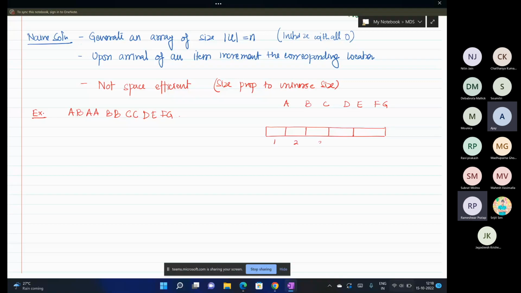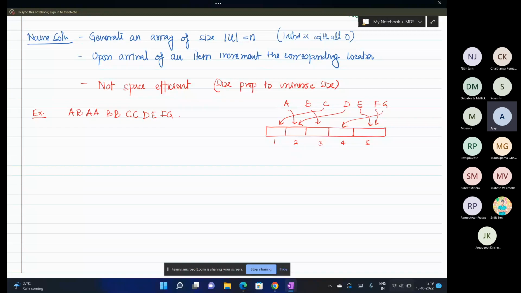Suppose this array has positions 1, 2, 3, 4, 5. Suppose this hash function h maps A to the second position over here, maps B to the third position, maps C to the first position, and maps D to maybe the second position. We can assume that the size of this array is smaller than the size of the universe, so we cannot avoid collisions, and we'll see how to handle those collisions. Suppose E maps to here, F maps to maybe here, and G maps to here. Okay.